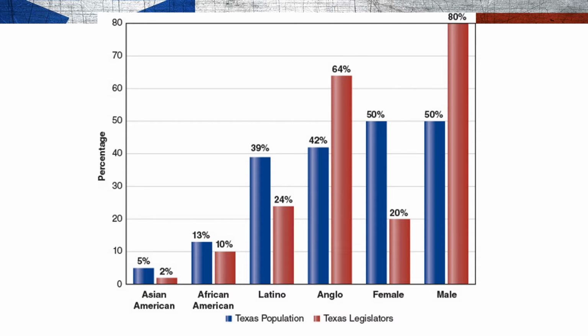Talk about male and female. 50% of the population is female, 50% is male, but 20% of the Texas legislature is female, meaning that females are underrepresented, and 80% of the Texas legislature is male, meaning males are overrepresented.